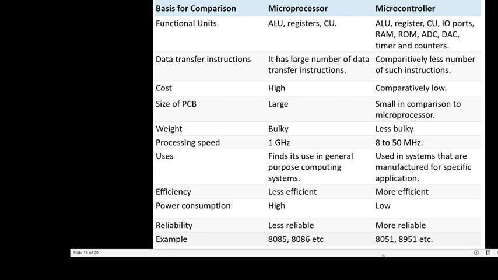The most popular examples of the microprocessor are 8085 and 8086. 8085 is 8-bit and 8086 is 16-bit. When you talk about the microcontroller, 8051 is an 8-bit microcontroller and the ARM is a 32-bit microcontroller.